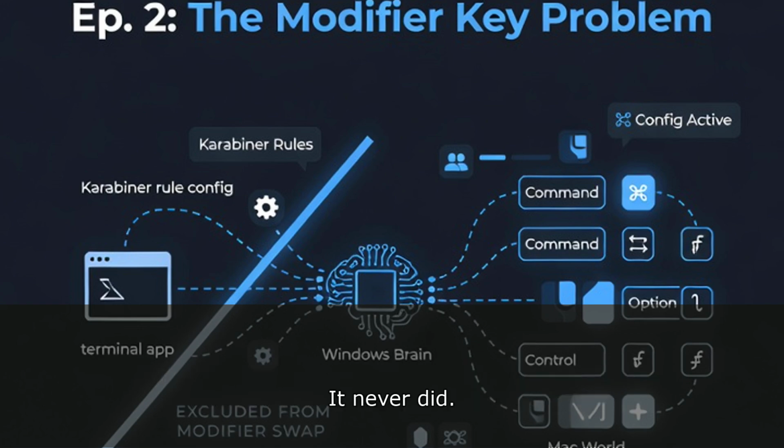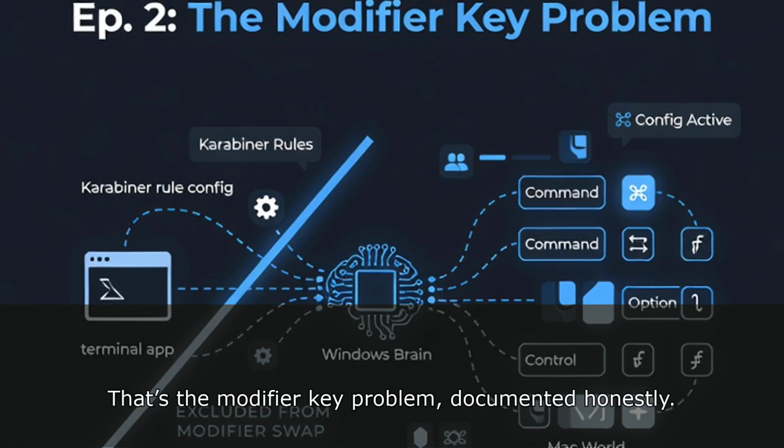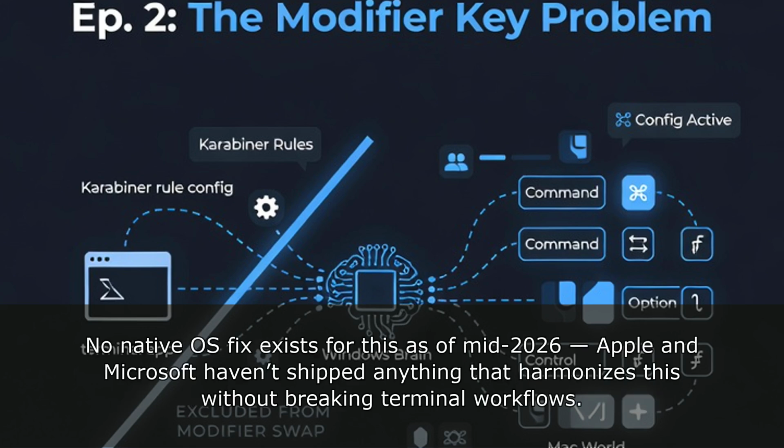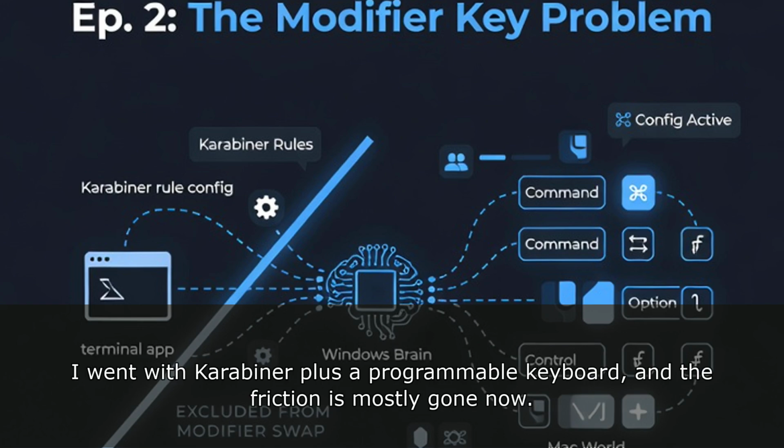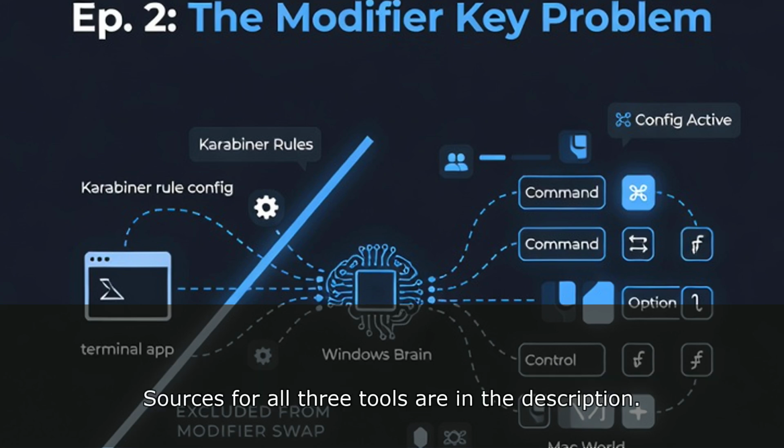That's the modifier key problem. Documented honestly, no native OS fix exists for this as of mid-2026. Apple and Microsoft haven't shipped anything that harmonizes this without breaking terminal workflows. You're choosing between software remapping with known failure modes, hardware remapping with upfront investment, or just grinding through the muscle memory reset. I went with Karabiner plus a programmable keyboard, and the friction is mostly gone now.